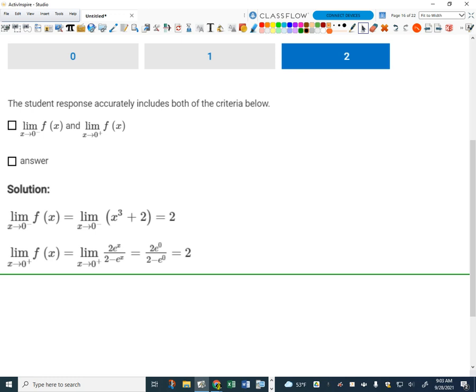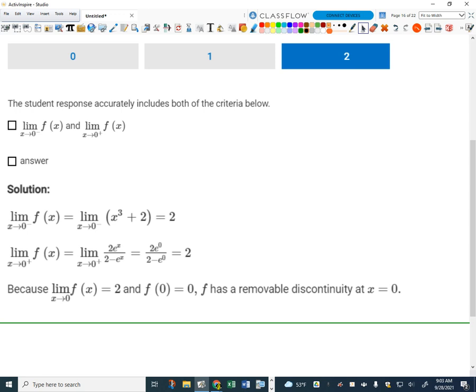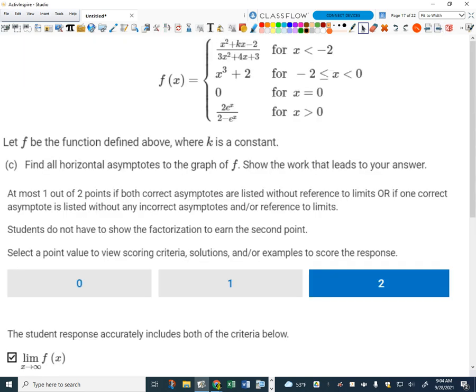Everybody good? Okay, so then we see that the limit from the left and the limit from the right agree. So that means that the two-sided limit exists, right? This is important. The limit of f of x as x approaches 0 is 2 because the two one-sided limits agree, but the value of the function is 0. So therefore, it's a removable discontinuity. It's just 1 point that's been shifted off the function, okay? And you want to make sure you include the words removable discontinuity. Okay, questions on that? Okay, next one.